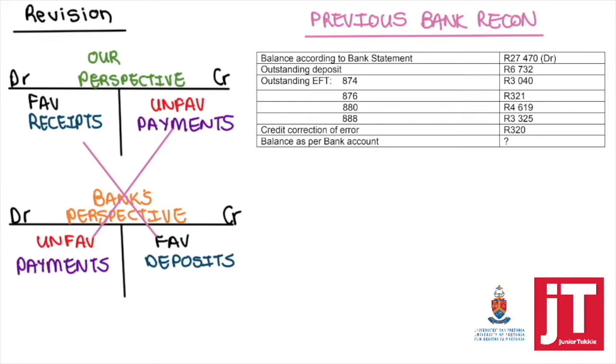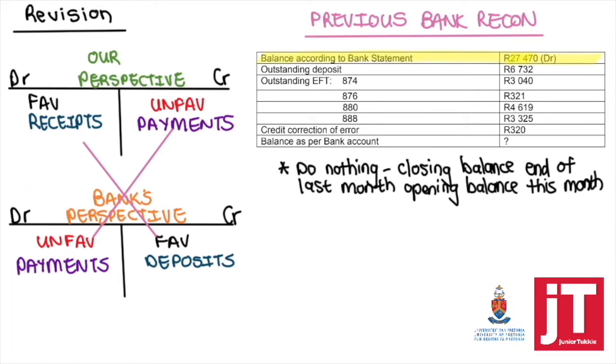In this activity, we are going to add a previous month bank recon. And what do we do with the previous bank recon? If I look at the balance according to the bank statement, we do nothing with it. The closing balance at the end of last month will be the opening balance this month. So we don't use that total.